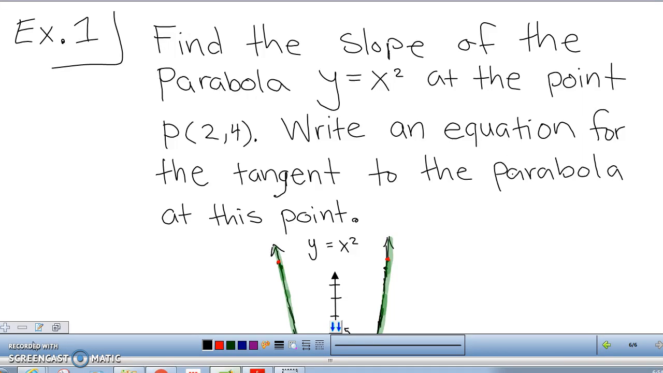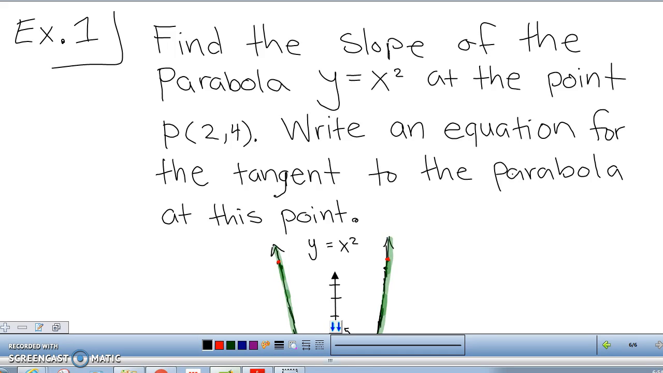So go ahead and add this example to your notes. Find the slope of the parabola y equals x squared at the point P(2, 4). Also, write an equation for the tangent to the parabola at this point.